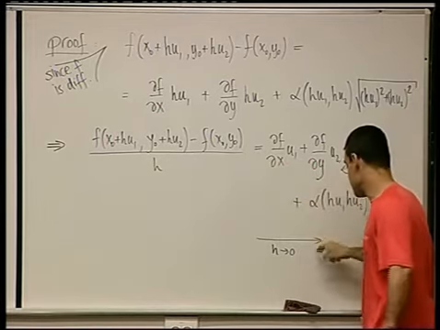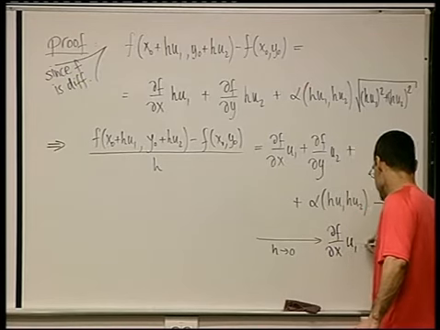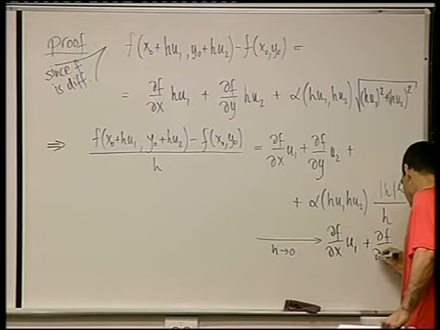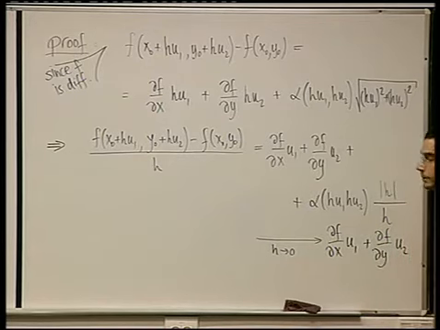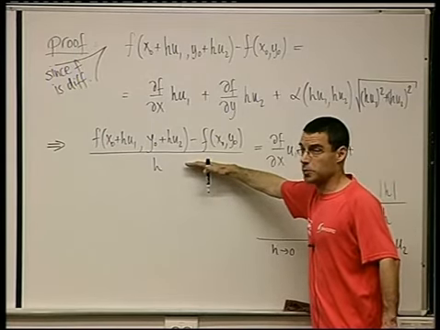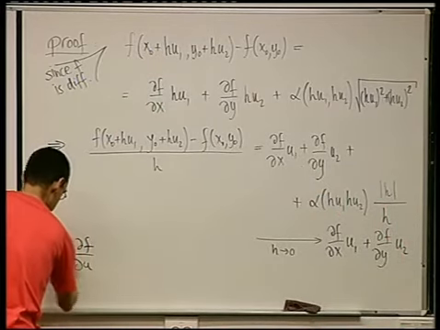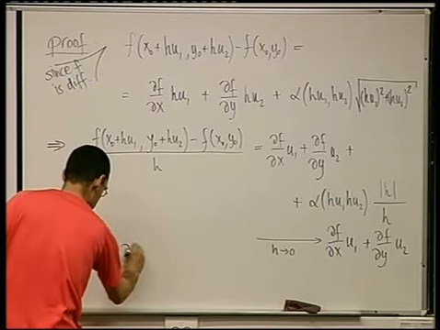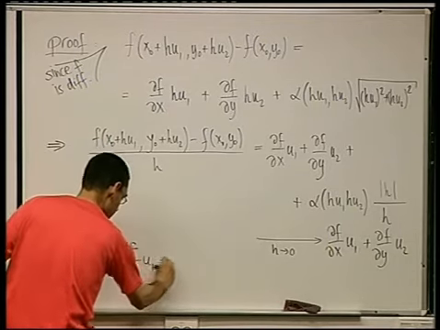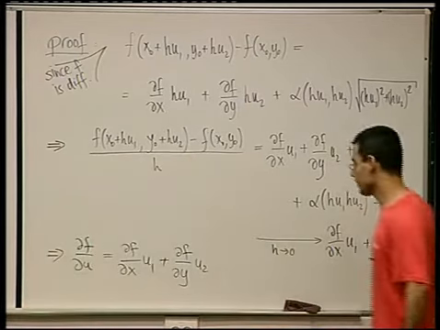So the limit of this thing as h goes to 0 is ∂f/∂x times u1 plus ∂f/∂y times u2. Good? And that's what we wanted to prove. The limit of this thing as h goes to 0, which is precisely ∂f/∂u, equals ∂f/∂x u1 plus ∂f/∂y u2. Good?